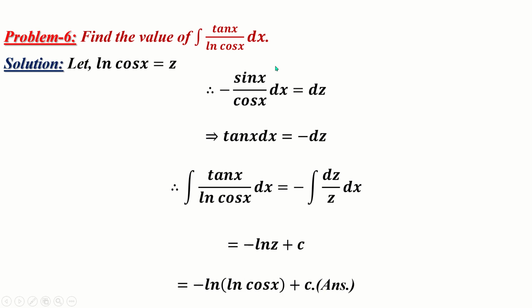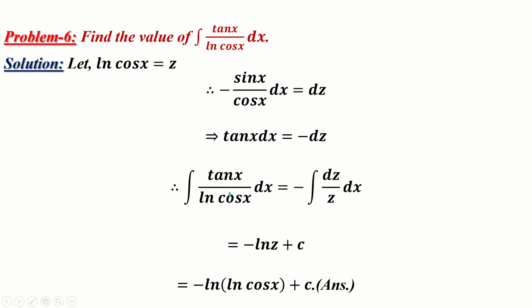Okay, now follow. Find the value of the integration of tan x by ln of cos x dx. Let ln of cos x be equal to z. Now differentiating this with respect to x, we get sin x by cos x, and the derivative of cos x is minus sin x. So here will be minus, right side will be 1, and dz converts to the right side. As a result, the right side will be only dz, and this equals tan x. This minus converts to the right side. That means tan x dx, this part, equals minus dz.